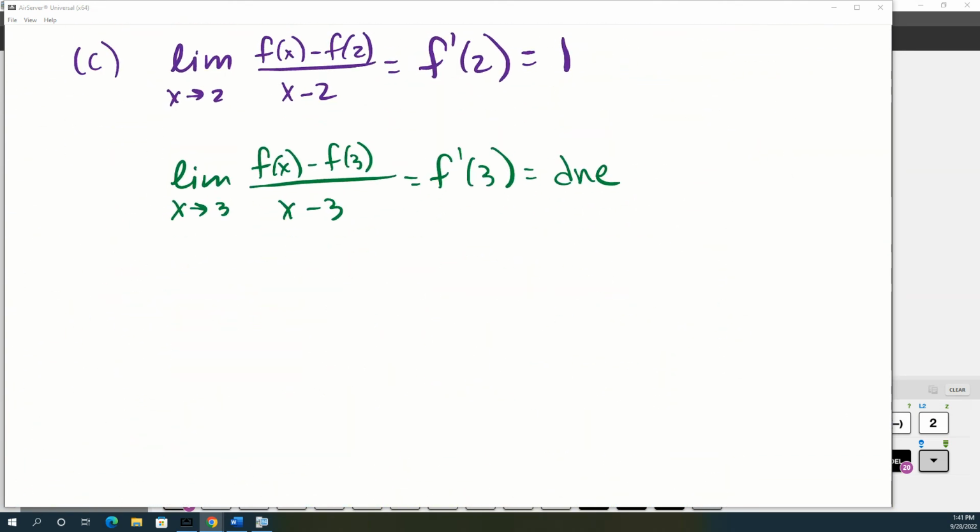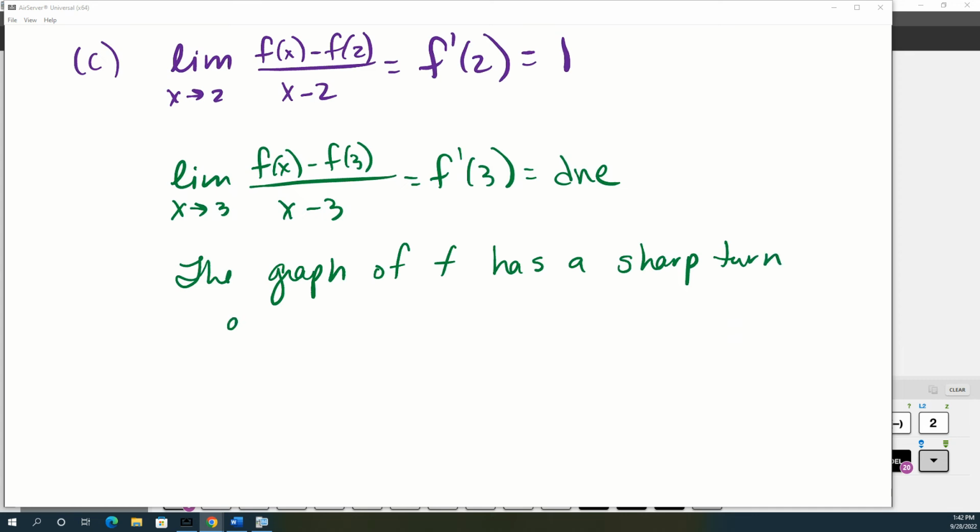So I think it asks us to tell why. So you would say the graph of f has a sharp turn at x equals 3. Now it's important that you're very specific, that you don't just say the graph. It has to be the graph of f.